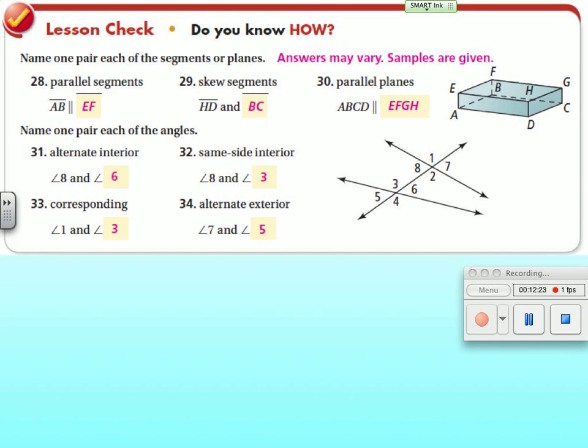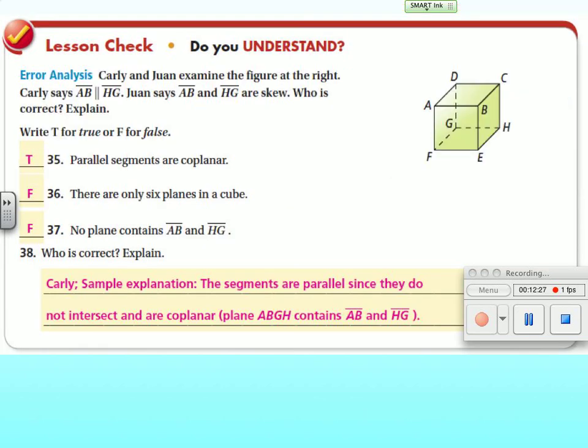And finally, let's go over the Do You Understand. Carly and Juan examine the figure at the right. Carly says segment AB is parallel to segment HG. Juan says segment AB and segment HG are skew. Who is correct?